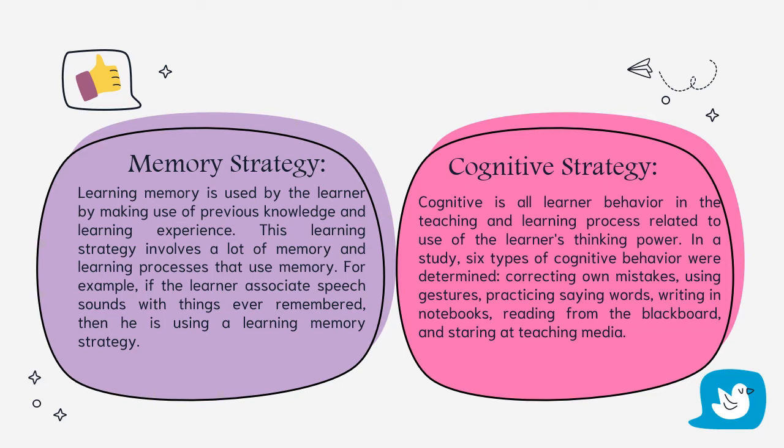Second, cognitive strategy. Cognitive is all learner behavior in the teaching and learning process related to the use of the learner's thinking power. In the study, 6 types of cognitive behavior were determined: correcting mistakes, using gestures, practicing saying words, writing in notebooks, reading from the blackboard, and staring at teaching media.